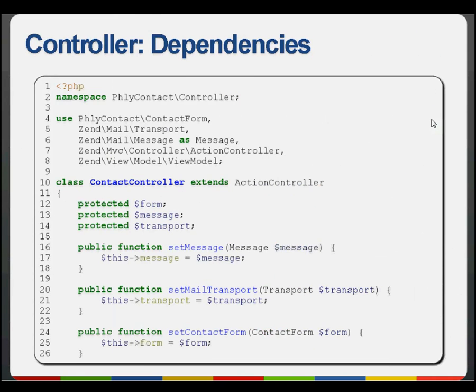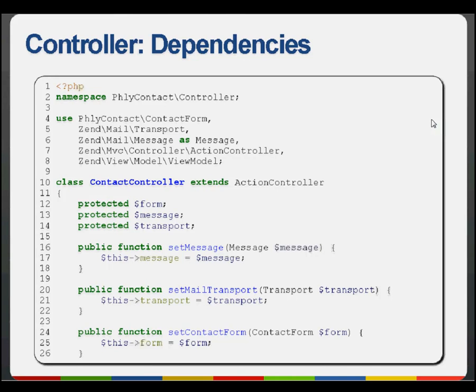Now, the contact controller. The fun part about ZF2 is that instead of having to load up every single dependency across your entire application at the start of every single request, we match the route and then we pull the controller. And because we're pulling the controller from the dependency injection container, we can define the dependencies directly on our controller so that we only get the dependencies we need for this request.